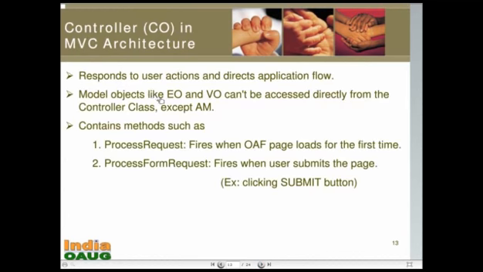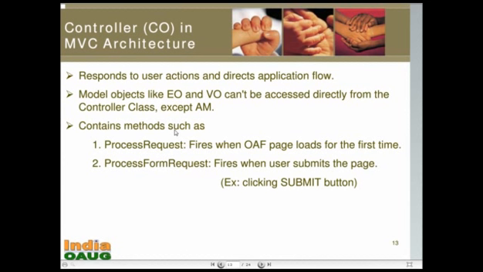Model objects like EO and VO cannot be accessed directly from the controller class except AM. Controller contains methods, nothing but triggers. In an OAF page we call them methods; in D2K we call them triggers. Trigger means automatically fired, and your code will be executed. There it is PL/SQL code, here it is Java code. So here we only have two methods.